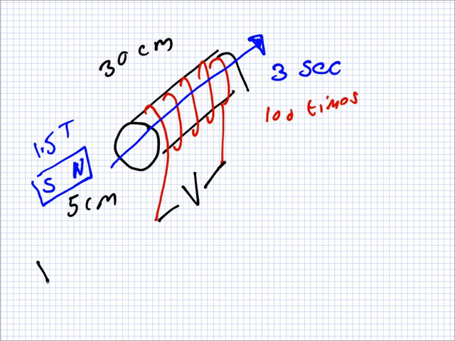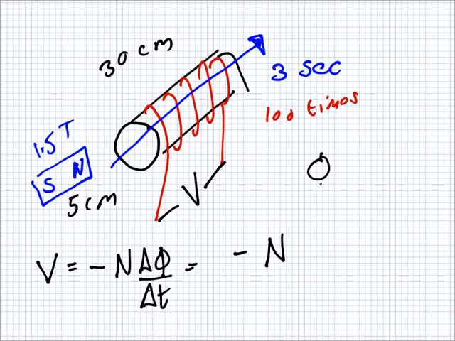So, the formula, you know, is minus n, change in the magnetic flux over the change in the time. Now, you know that flux equals BA. What's changing here, the B or the A? The B is changing, yeah. So I can take the A outside and just have change in B over the time.